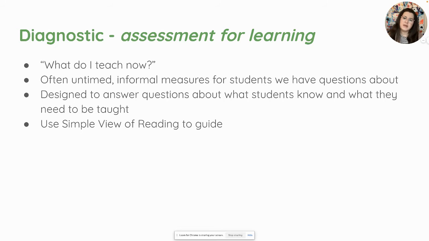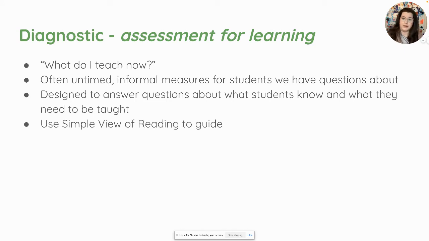What specific skills does this child have? What specific skills does this child need instruction on? These assessments are also assessment for learning. But in this case, they're often untimed informal measures, and we only give diagnostic assessments to students who we still have questions about. So we could also use the simple view of reading to help us guide our strategy here.